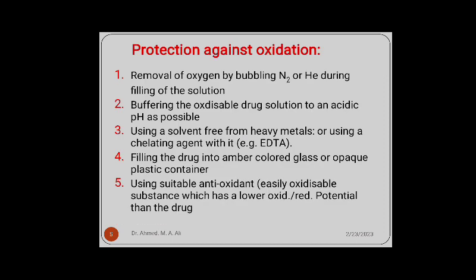How to protect against oxidation? We can protect by removal of oxygen by bubbling nitrogen, which is an inert gas, or helium during filling of the solution, or buffering the oxidizable drug solution to an acidic pH. Acidic pH will protect from oxidation. Using a solvent free from heavy metals, or a chelating agent like EDTA, or filling the drug into amber colored glass or opaque plastic container to protect from light, which catalyzes the oxidation reaction. Or using a suitable antioxidant, an easily oxidizable substance which has a lower oxidation reduction potential than the drug, so it will be oxidized instead of the drug.